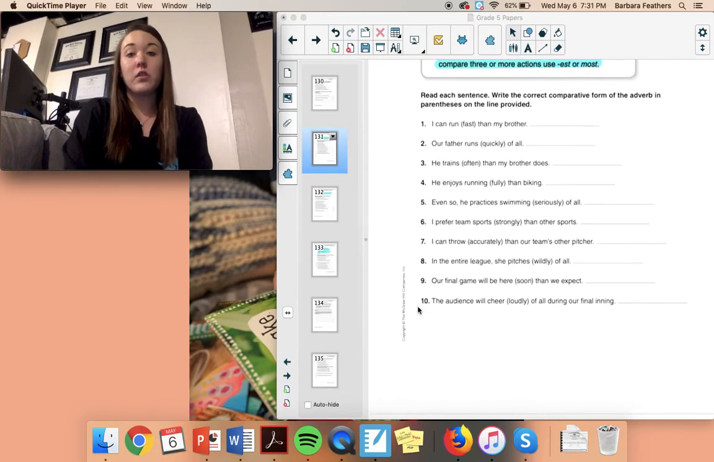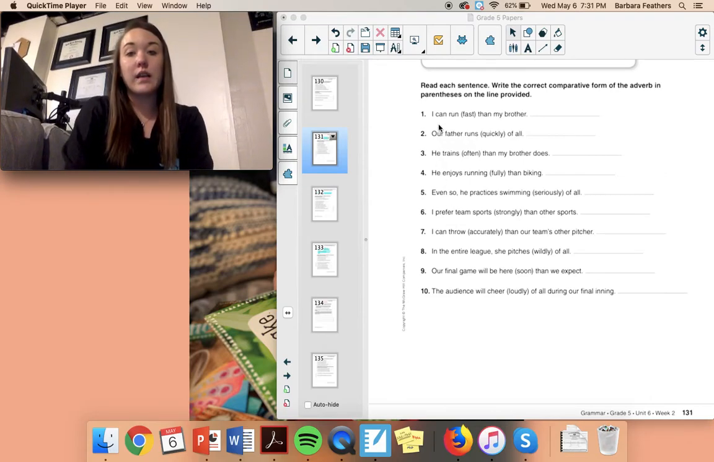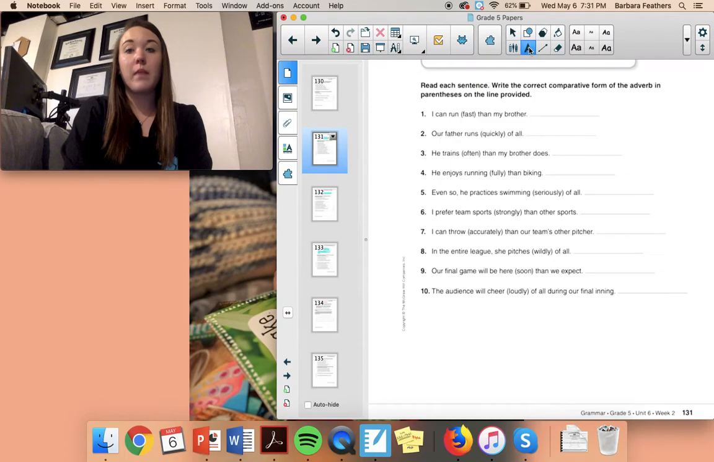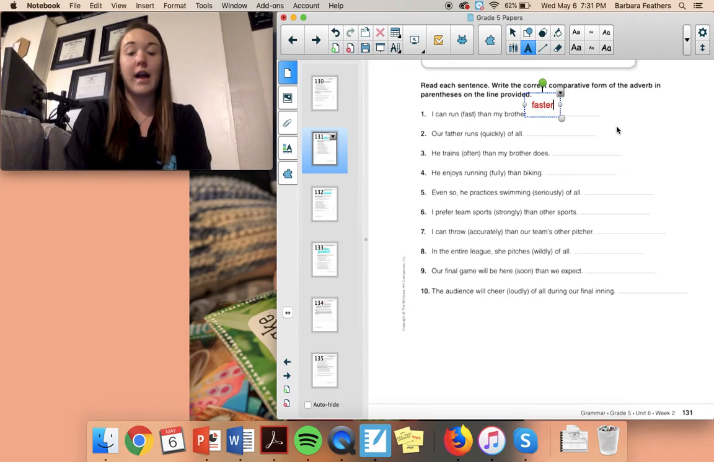For this page, the directions state to read each sentence and write the correct comparative form of the adverb in parentheses on the line provided. Number 1 says, I can run blank than my brother. I want to use the word fast. Because I'm comparing myself to my brother, I'm going to use the comparative form faster, adding ER.